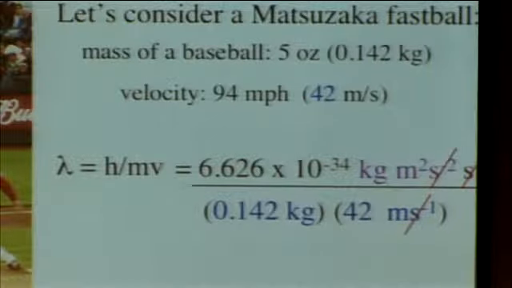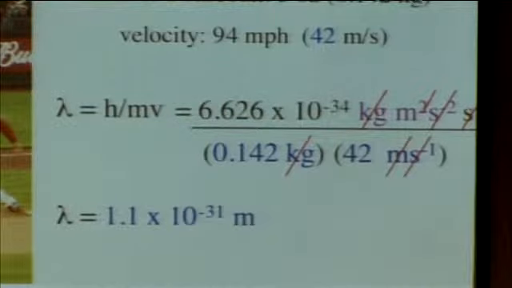So we can cross out our units doing our unit analysis. The seconds cross out, the kilograms cross out, one of the meters crosses out from the top. So we're left with an answer in meters. It's always good when we're looking for a wavelength that our answer is in a unit of length. That's a good sign already. And what we find out is the wavelength of a Matsuzaka fastball is 1.1 times 10 to the negative 31 meters. So this is really small.